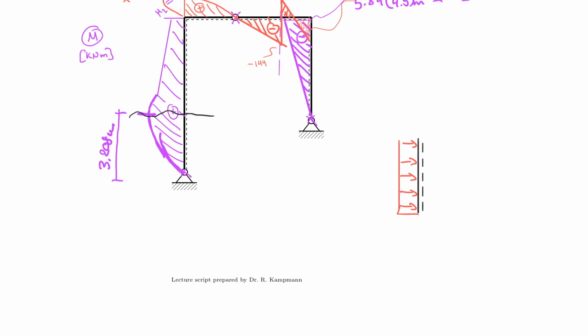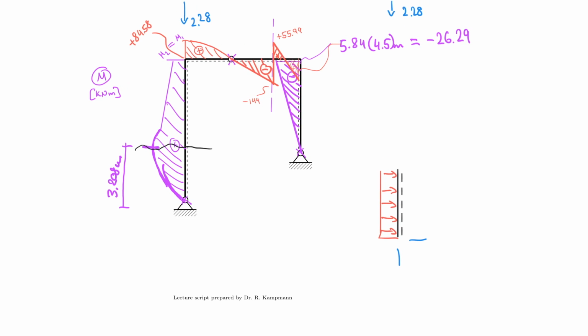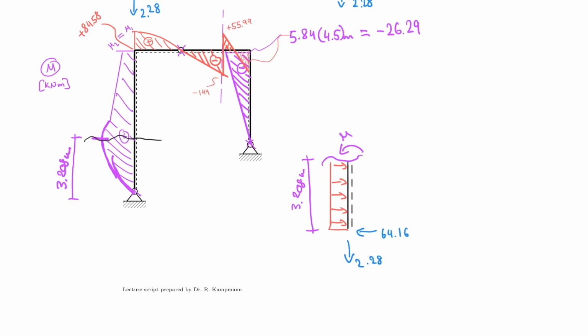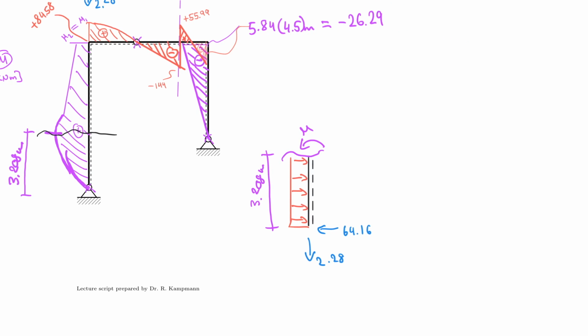And of course, I have support reactions, which are actually 64.16 and 2.28, although I don't need that 2.28, but I need you to understand that I just cut the system here, and I'm now calculating my moment there, and this distance here is 3.208 meters. So now I can calculate my moment.